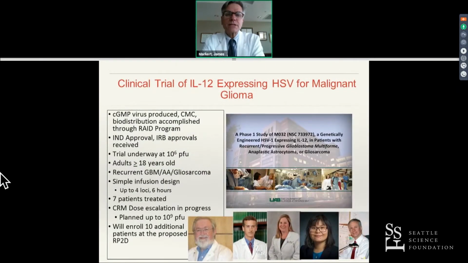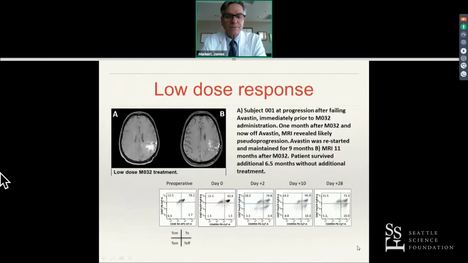So we developed this clinical trial for treating with the IL-12 virus, and this is actually underway right now. We've treated 7 patients to date and have gotten as high as 10 to the 8 plaque-forming units. So we hope to get to a proposed recommended phase 2 dose level and treat 10 more patients at that level. Pictured here are some of the people who have been very instrumental in this trial as well: Dr. Gillespie, Dr. Chambers, Dr. Riley, and Jinmei Leavenworth and Larry Lamb as well.